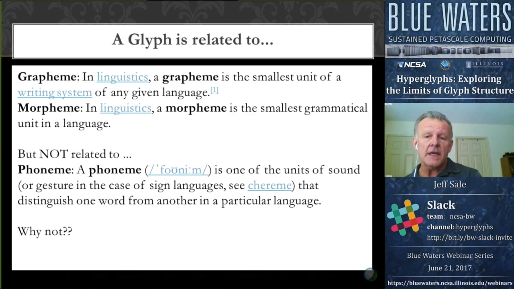And glyphs, given that they carry information, could be compared to terms such as grapheme and morpheme. I would say it's not necessarily related to something like a phoneme, which is really a sound that carries information, but why not? At some point, we might be able to integrate those kinds of things within auditory sonification of data.